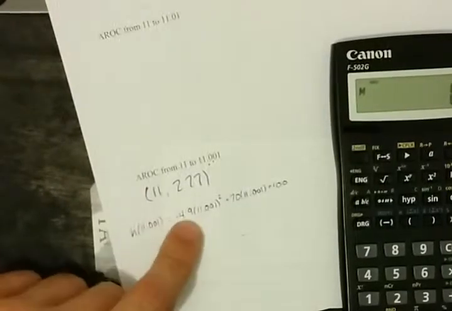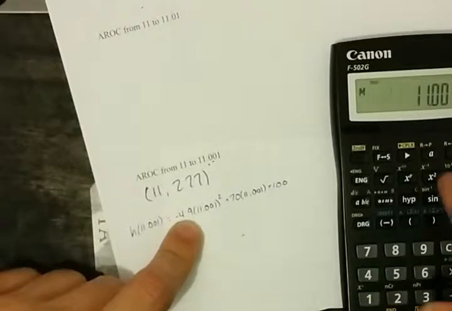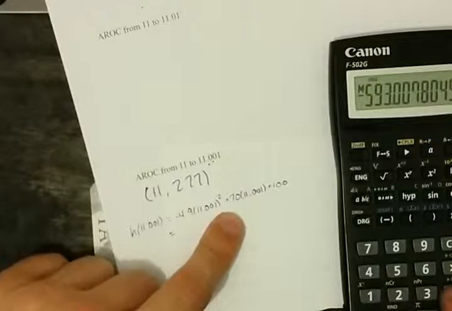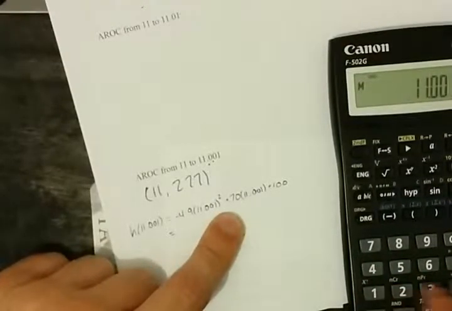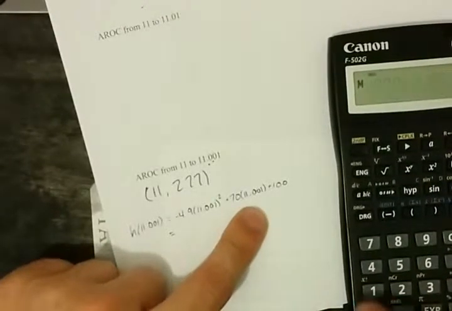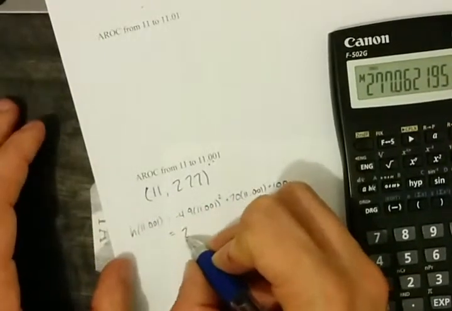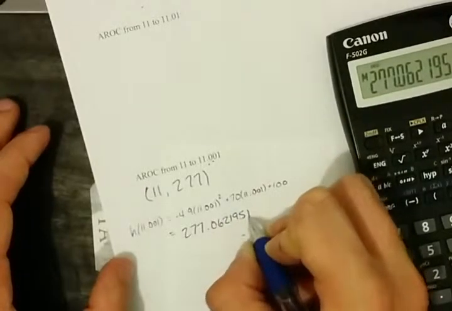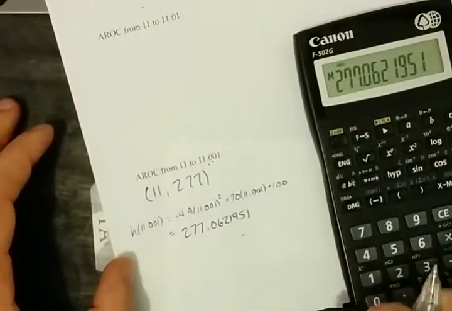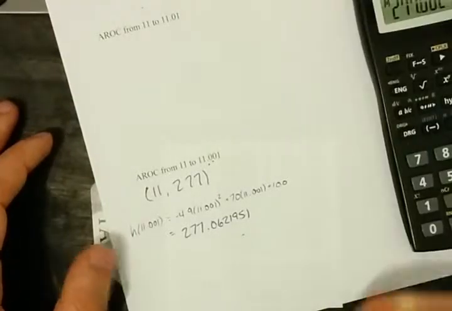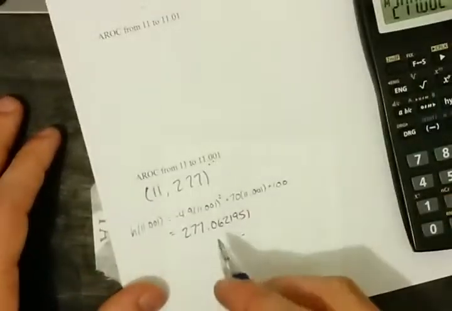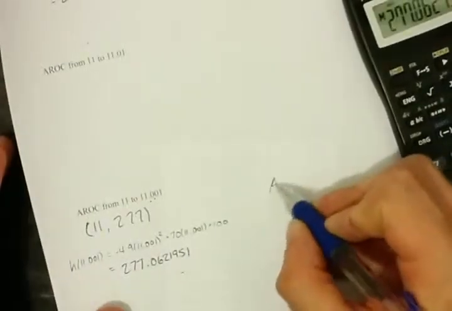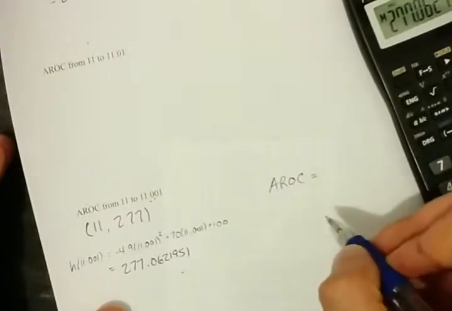So let's do this all at once. 11.001 squared times negative 4.9 plus 70 times 11.001 plus 100. 277.0621951. Notice I just kept all of my decimal places. That's how it goes. And now that I have my y that corresponds to this second x, I can plug them in to my average rate of change formula.